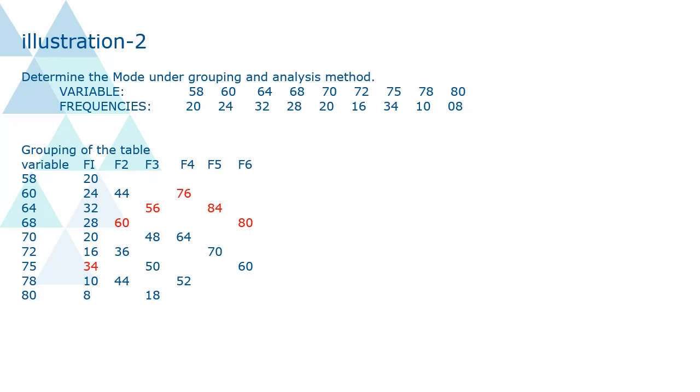In the second step, frequencies are added in twos, and in the third column, F3, where I have mentioned it as leaving the first item, frequencies are added in twos. In step 4, F4, frequencies are added in threes, and in F5, leaving the first frequency, frequencies are added in threes, and in F6, leaving the first two frequencies, frequencies are added in threes.